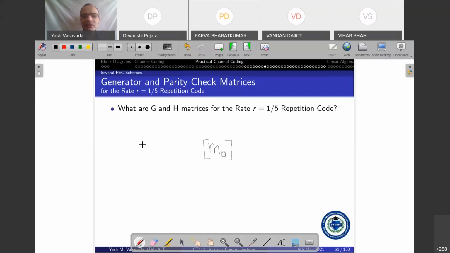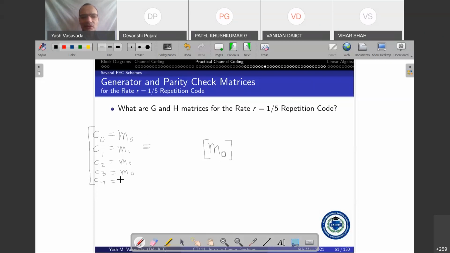Now, let's not put G as of now, but let us see what will be the C vector. I'll write the C vector here. Because it's rate 1 over 5, C is obviously going to be 5 bits: C0, C1, C2, C3, and C4. But what are C0 to C4 for this repetition code? Zeros and ones, but in terms of the message bit M0, this M0 can be 0 or 1 and repeated. So all of them are going to be M0.